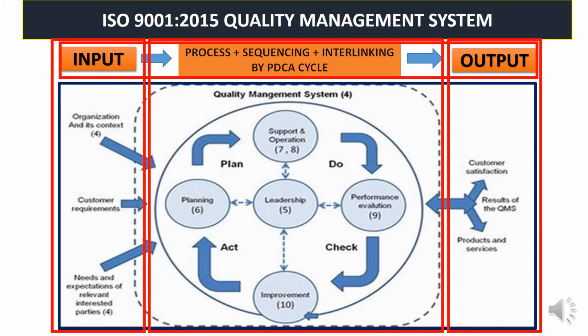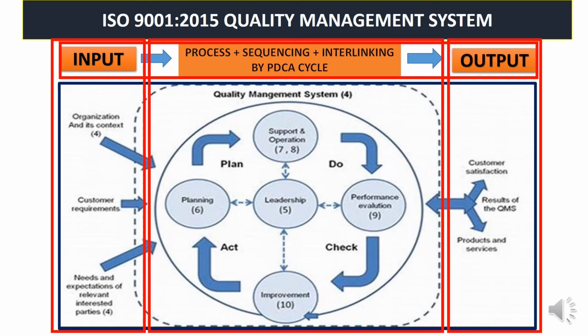And the process here is clause number 5, 6, 7, 8, 9 and 10. They are interlinked with each other, they are in sequence with each other. The first clause after 4 is clause number 5, leadership, which is in contact with each clause by arrow, to and fro. Then after clause 5 we have to work on clause number 6, then clause number 7 and 8 which is support and operations, then clause number 9 which is performance evaluation, and clause number 10 improvement.